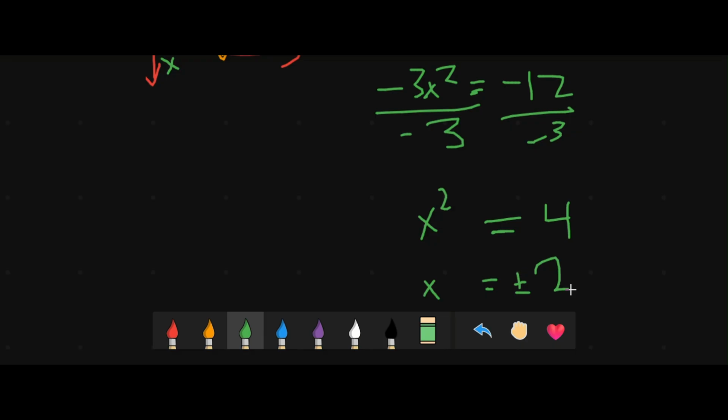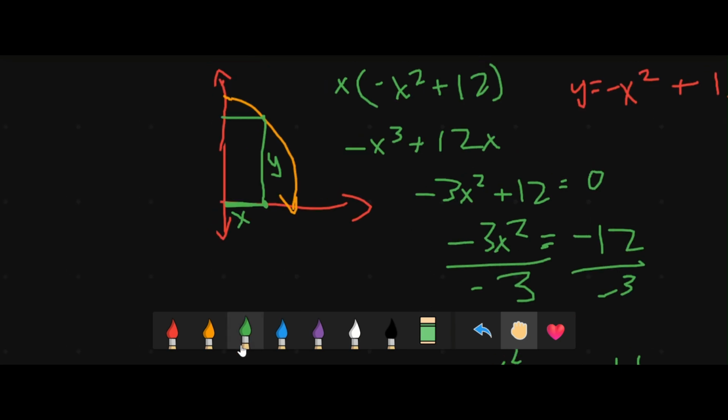Now, why positive and negative? Well, negative 2 squares to give 4, and so does positive 2. They both square to give 4. But we only care about the positive value of x right now, so we just take positive 2 here and move on. So what have we found? We found that this value right over here must be positive 2.